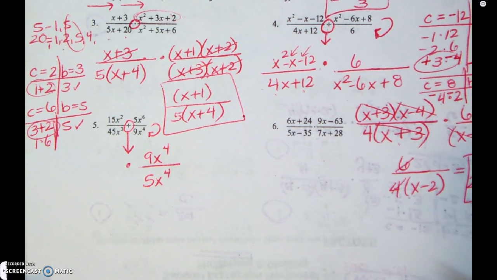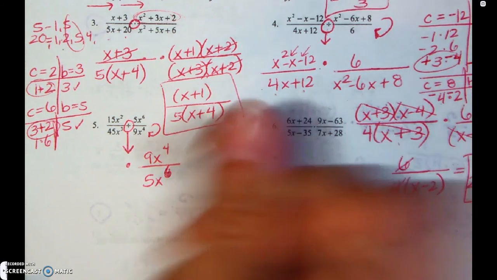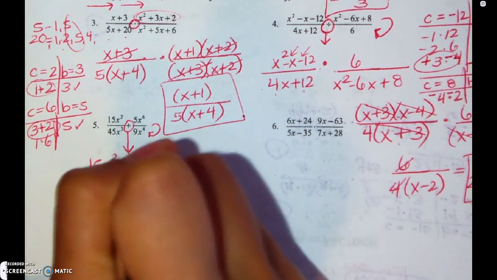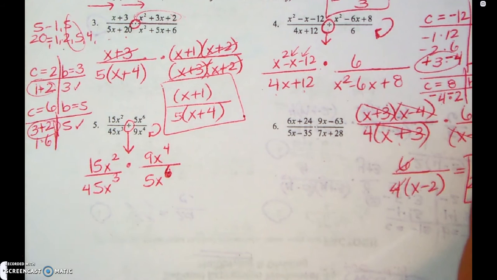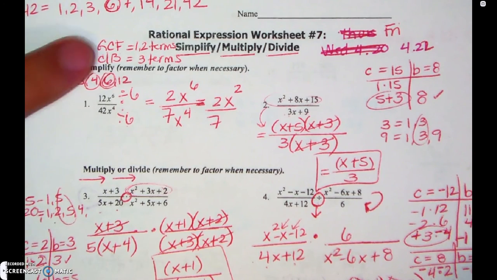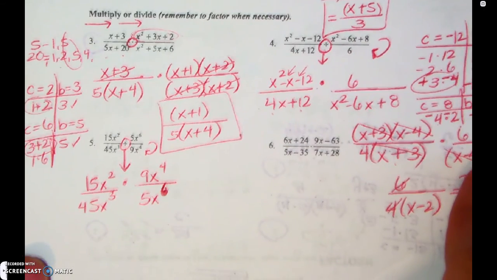9x to the fourth divided by 5x. Oopsies, this is a 6, times 15x squared over 45x to the power of 3. If you notice here, they're all one term. So when you have one term, you're going to find the greatest common factor between the four of them. Let's see, what do they have in common?